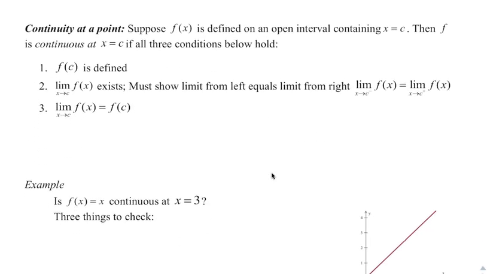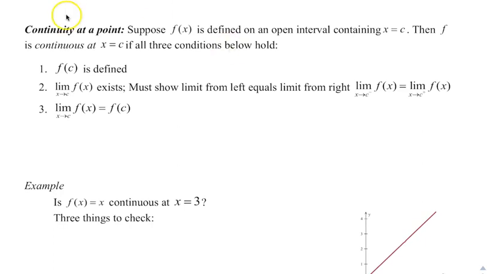So here's the criteria, the three-step definition for continuity at a point. Suppose f of x is defined on an open interval containing x equals c, then f is continuous at x equals c if all three conditions below hold. First, f of c is defined. So let's talk about what that means. Let's draw a picture to help us illustrate that. So here's my first picture.